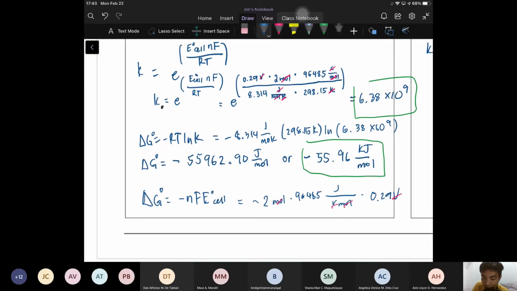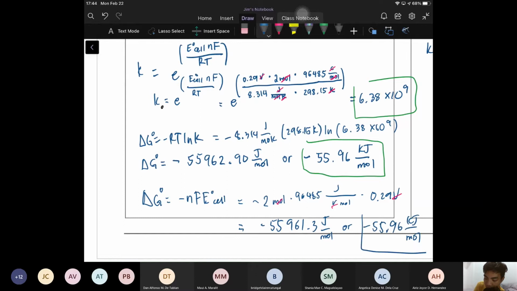Okay. So that will give us delta G equal to negative 55,961.3 joule per mole. Ayaw nga pala, dalawa pala yung mole dito sa coulombs per mole. No? So, dalawa yung mole dito, kasi coulombs per mole nga pala. So, may matitirang moles sa baba. Okay. So, if we want to convert this to kilojoule, just divide it by 1,000. And as you can see, we still arrive with the same answer.